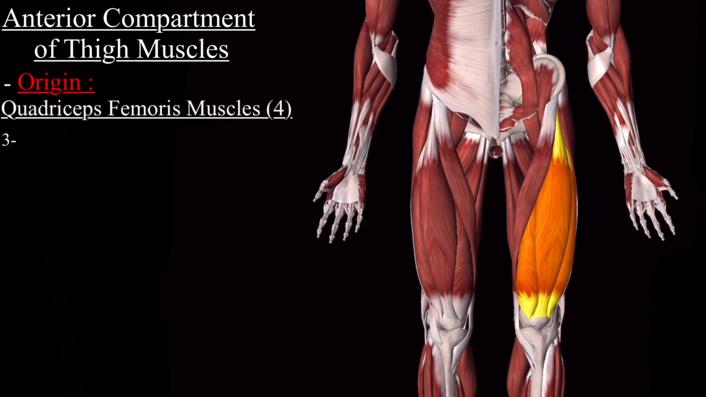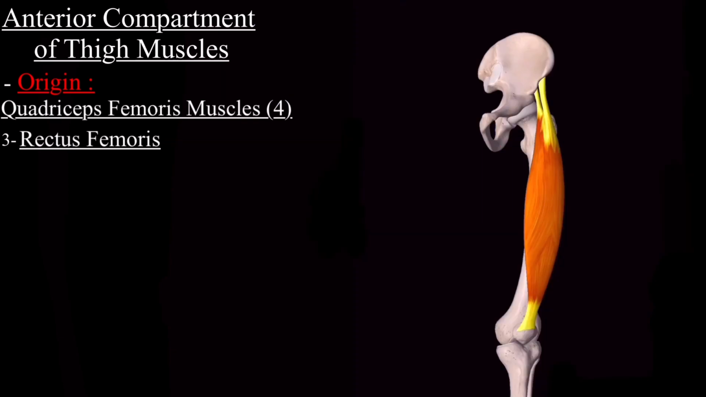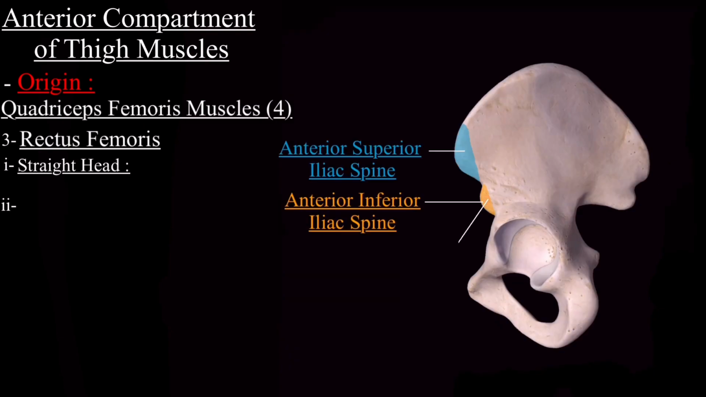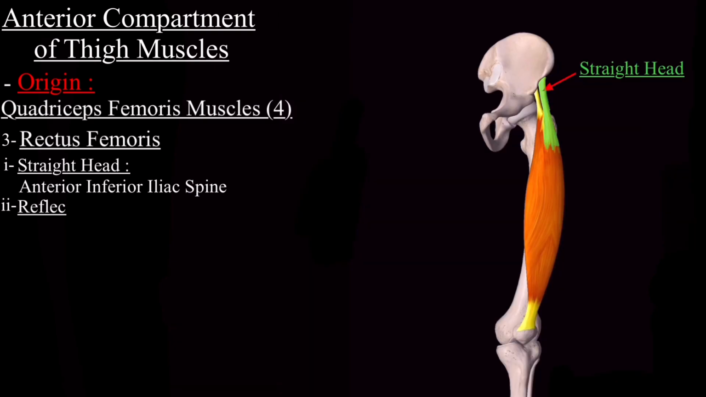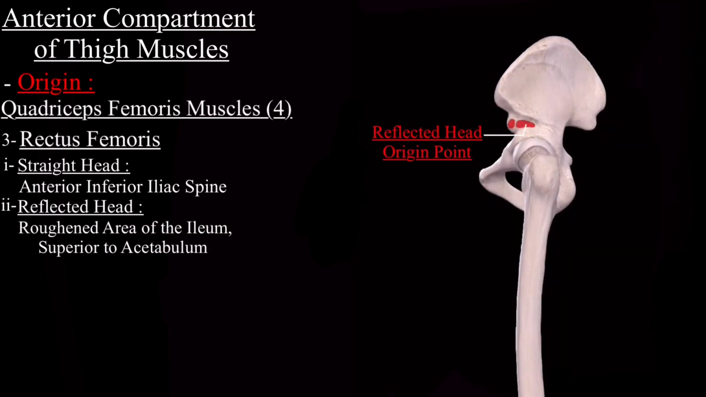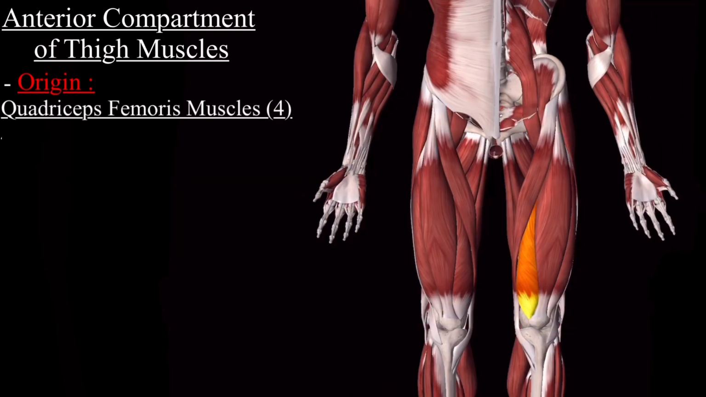First one is the rectus femoris muscle. The rectus femoris muscle has 2 heads. First one is the straight head, and it originates from the anterior inferior iliac spine. Second one is the reflected head, and the reflected head originates from roughened area of the ilium just superior to the acetabulum. Next is the vastus medialis muscle.